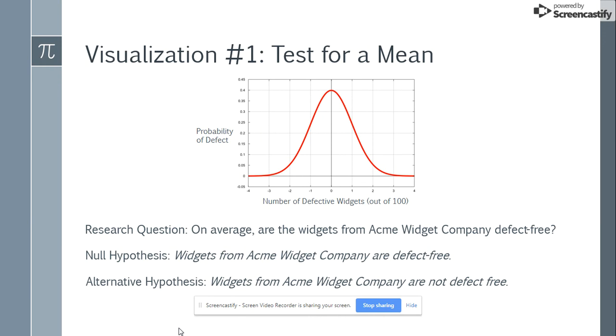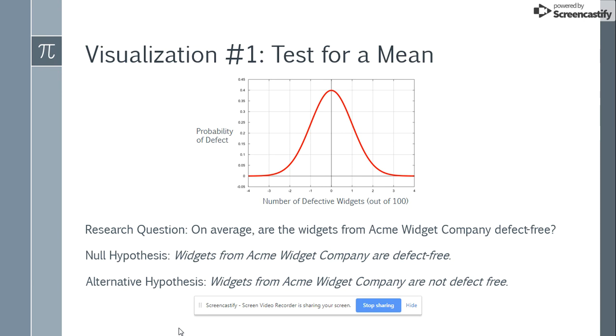So the research question reads: On average, are the widgets from Acme Widget Company defect free? Our null hypothesis reads: Widgets from Acme Widget Company are defect free. Consider that a null hypothesis needs to be a premise that can be tested and falsified. So here we have our null hypothesis. The alternative hypothesis is: widgets from Acme Widget Company are not defect free.